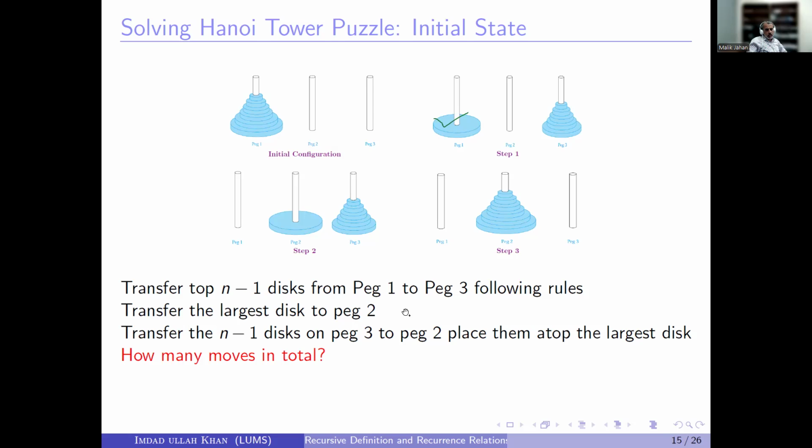So how many total moves are required over here? When we say our task was to compute the number of moves for n disks, that count is dependent on the number of moves required for the top n minus 1 disks, and then n minus 1 disks as the last step. So that means the number of moves required to move n disks is dependent on the number of moves required to move n minus 1 disks.